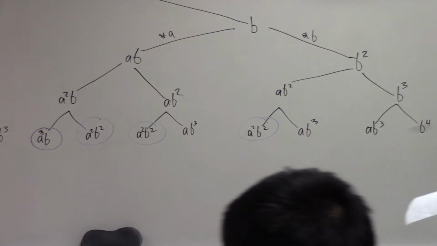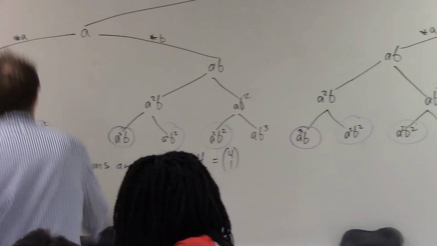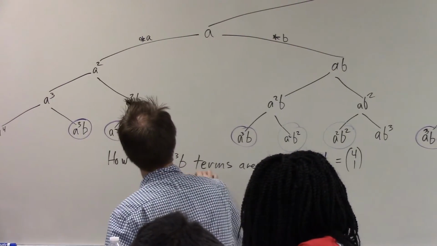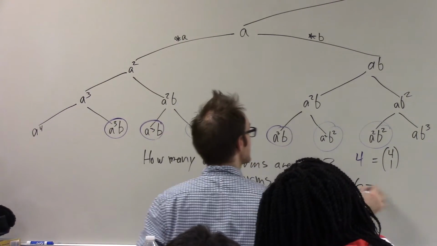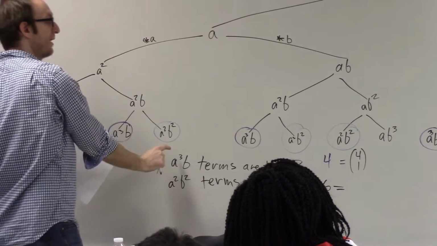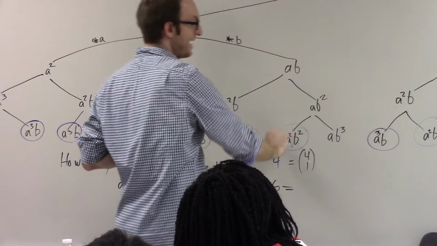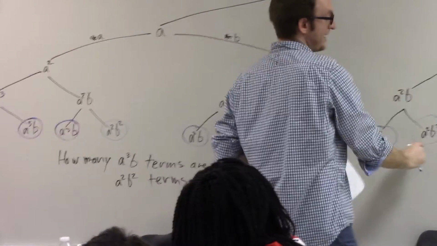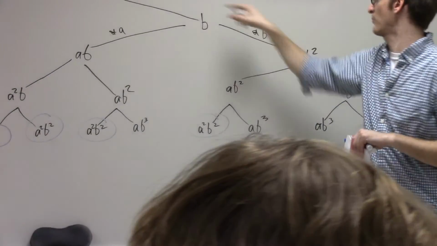How many? 6. So if I want to know the number of a squared b squared terms, the answer turns out to be 6, and it's equivalent to, well, how did I get here? I went left, left, right, right. Here I went left, right, left, right. Here I went left, right, right, left. Here I went right, left, left, right. Here I went right, left, right, left, and here I went right, right, left, left.